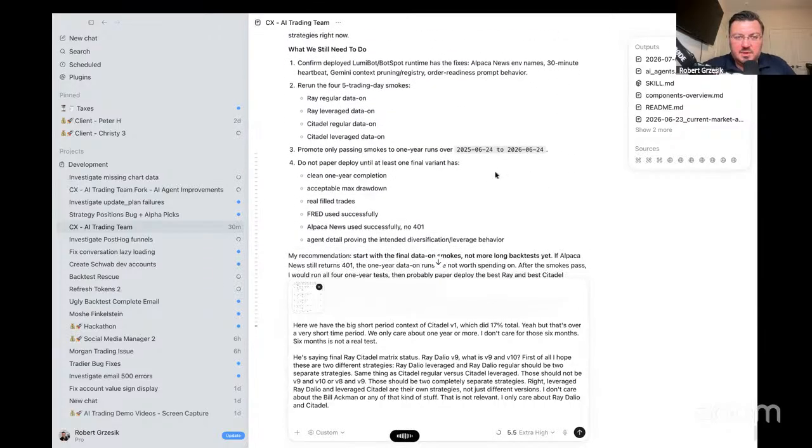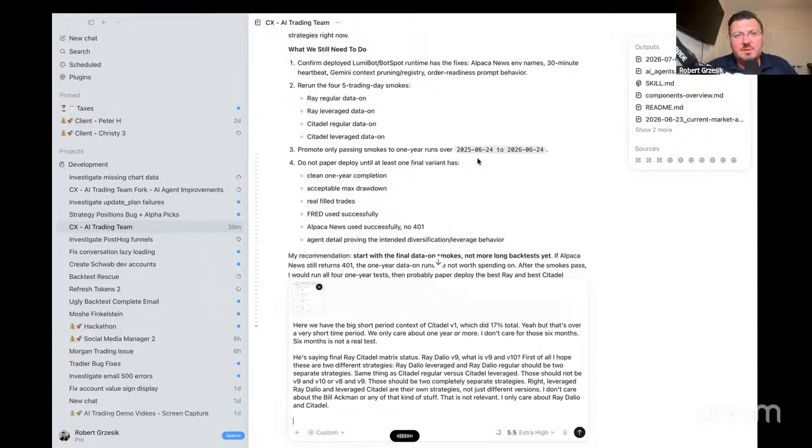And then you're saying what we still need to do. You're saying confirm the LumiBot BotSpot runtime has the fixes, the Alpaca News env names. We did a LumiBot deploy. We actually just deployed it earlier today, so presumably that got deployed. The LumiBot news env names, but I thought that was already done inside of LumiBot, right? I thought that was just a BotSpot strategy fix. And maybe that's something we even need to improve in our skills in BotSpot, to talk about these environment variable names for Alpaca News and for FRED. Maybe that needs to be in the skills as well.